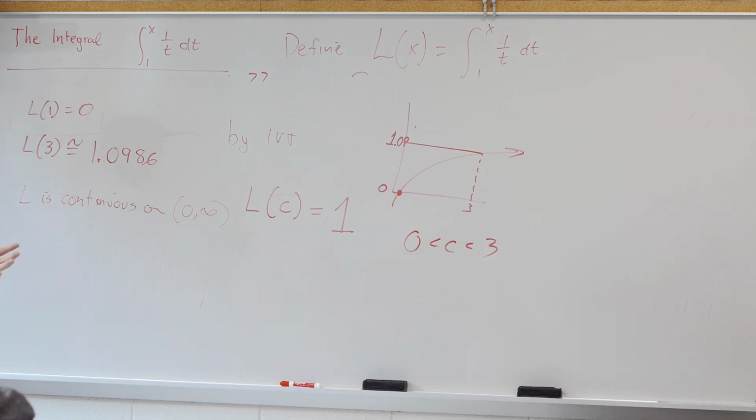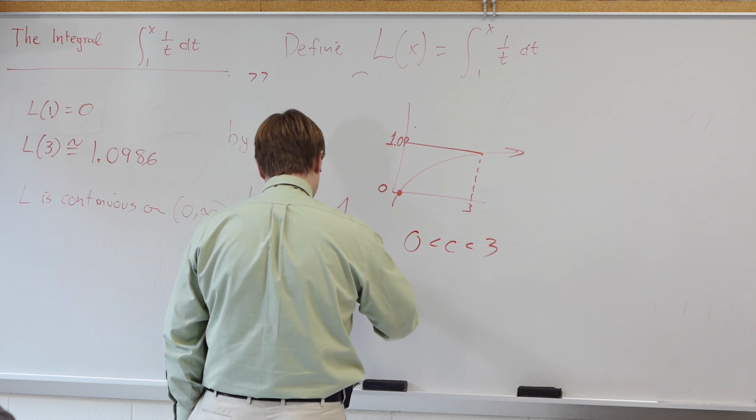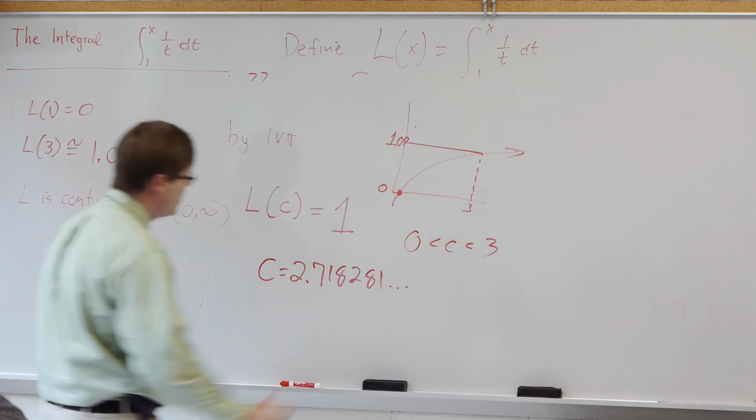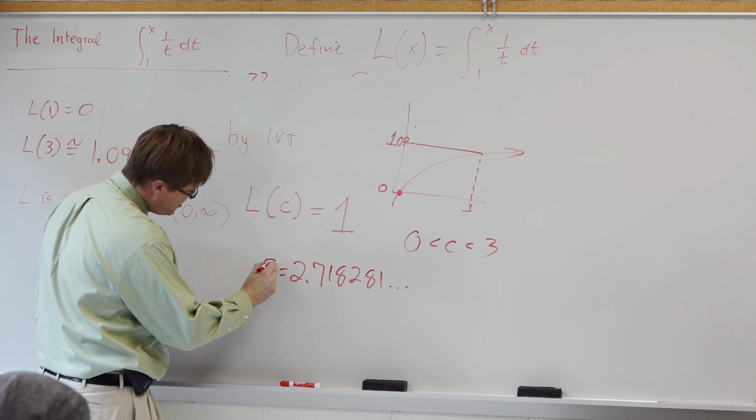Well, whatever that place is, could you find it using a calculator, and if you had enough time, could you figure out where the area was 1? You could sort of guess, you might try like 2.5 and then 2.8, and it would take a while. Well, I'll do it for you. Turns out that this happens when c equals that value. Does that number look familiar? E. That is e.